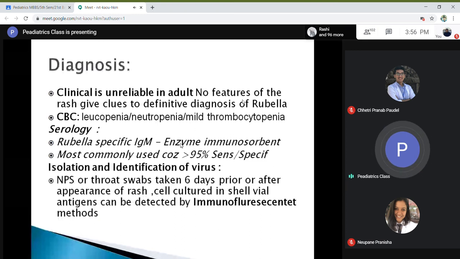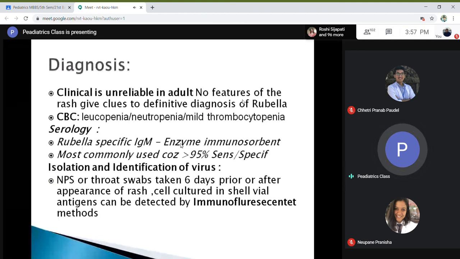Another thing is serological, you want to reveal specific IgM, where an enzyme-linked immunosorbent technique can be used, which is quite commonly used now, with more than 90% sensitivity and specificity. That's why we send specific IgM.